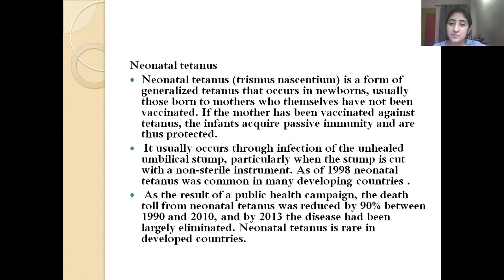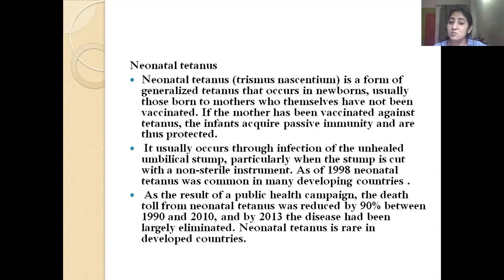Neonatal tetanus. It is a form of generalized tetanus that occurs in newborns, usually those born to mothers who themselves have not been vaccinated. If the mother has been vaccinated against tetanus, infants acquire passive immunity and are thus protected. It usually occurs through infection of the unhealed umbilical stump, particularly when the stump is cut with a non-sterile instrument. As of 1998, neonatal tetanus was common in many developing countries.